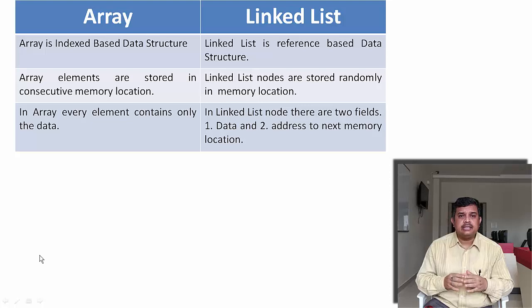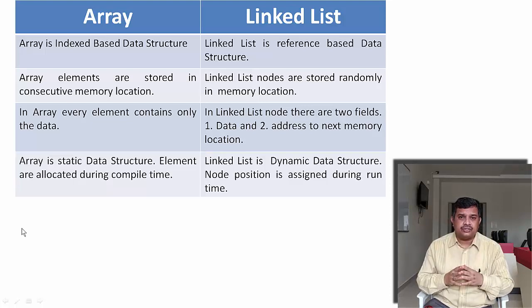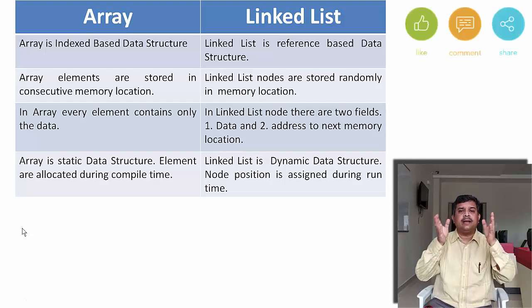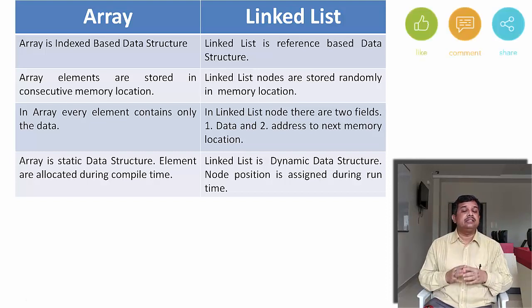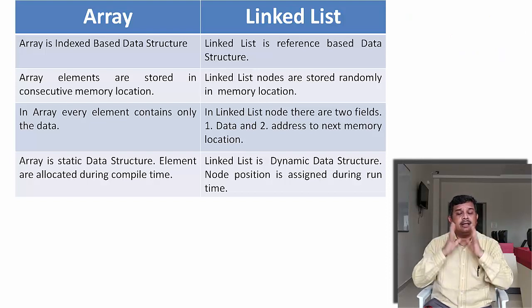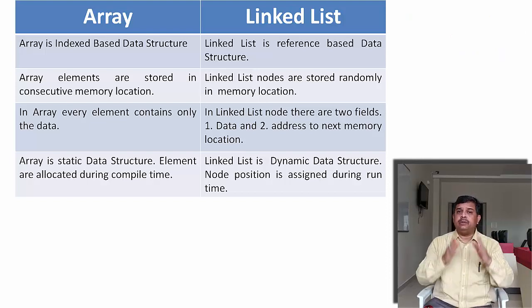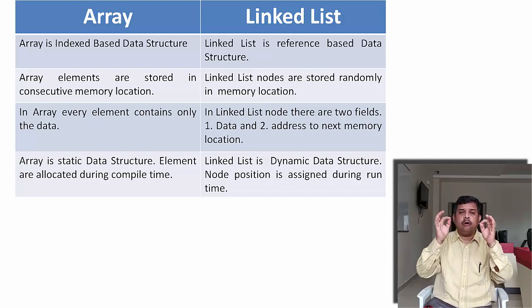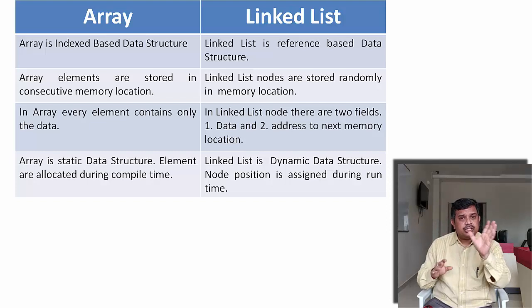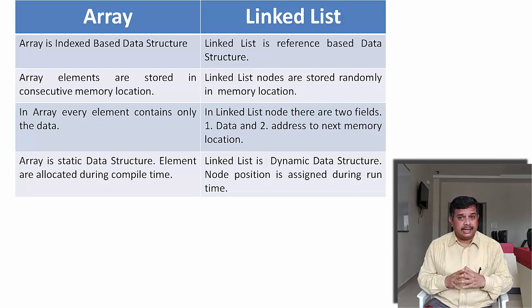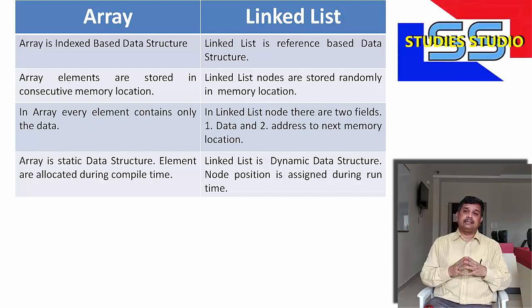The next difference is array is a static data structure. It means the elements are allocated during the compile time. But linked list is a dynamic data structure. It means the node position will be assigned at runtime. When we say static, at the compile time when we define A of 5, it means 5 consecutive memory locations are assigned. I cannot keep my 6th memory location. But it is not like that in case of a linked list.